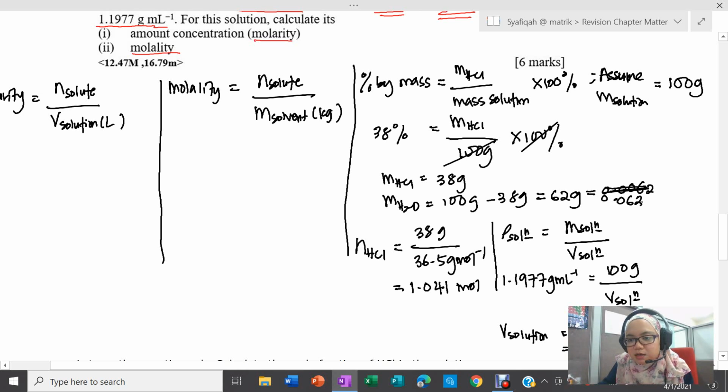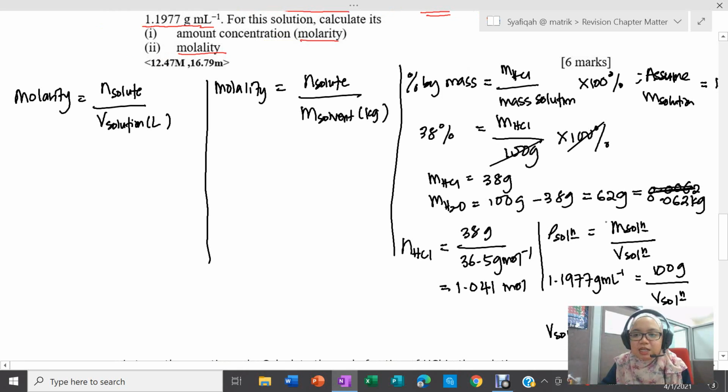0.062 kg. Okay, 0.062 kg. So, sekarang kita check balik. Mole of solute dah ada. Volume solution, settle. Mass solvent, settle. So, semua maklumat yang kita perlu untuk cari molarity dan molality, kita dah dapat. So, apa tunggu lagi? Bolehlah cari molarity dengan molality.